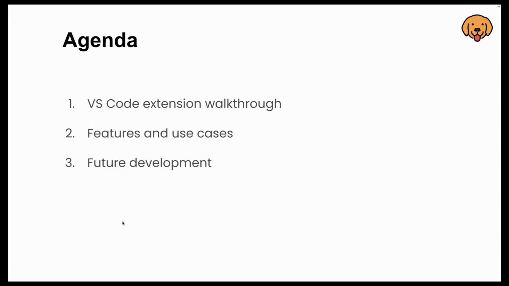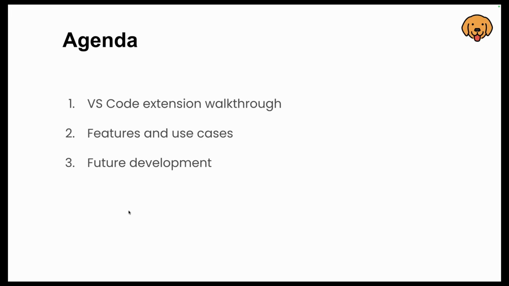So we'll see the agenda we have for today. The first thing on our agenda is the VS Code extension walkthrough. We are going to see how you can install it, how you can set it up, how you can use it, how you can work with environments, what the limitations are, what other things you can use, and how it's beneficial for the API development workflow.